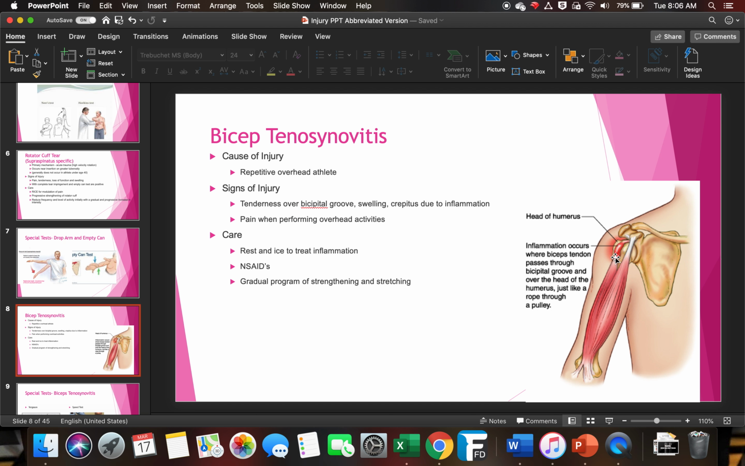So repetitive overhead athletes, swimmers, baseball, softball, volleyball, tennis, typically. It's going to be tender right there, swelling. You might have some crepitus. Remember, that's like that creaking noise. And then pain when they do overhead activities.